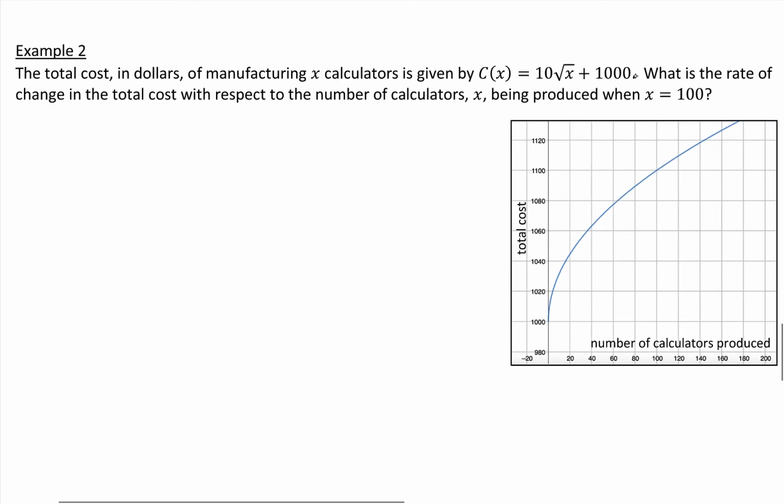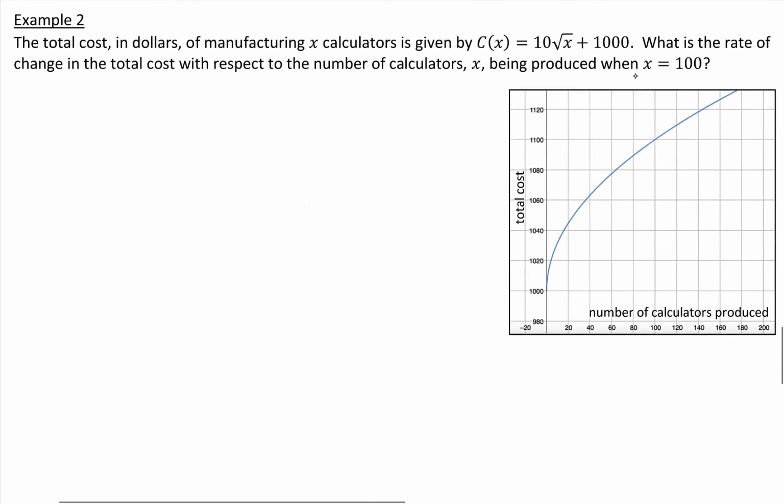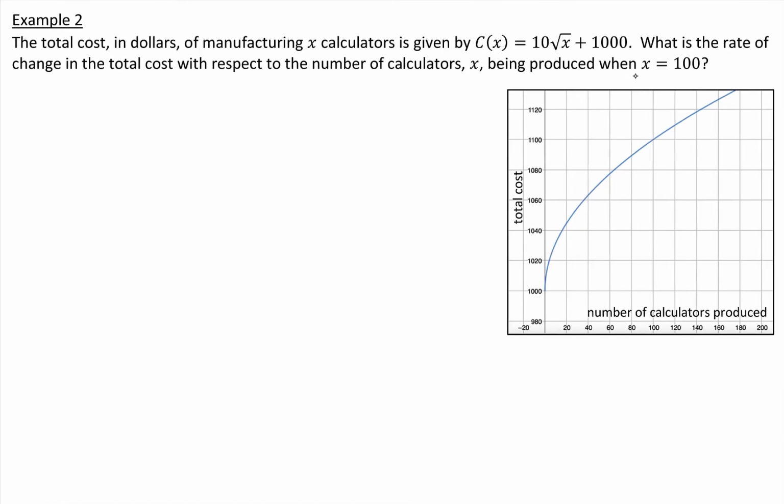And finally, our last example for this lesson. The total cost in dollars of manufacturing X calculators is given by the following formula. What is the rate of change in the total cost with respect to the number of calculators, X, being produced when X equals 100? So just to explain one more time, at 100, we're looking for this instantaneous rate of change. So the slope of this green line.